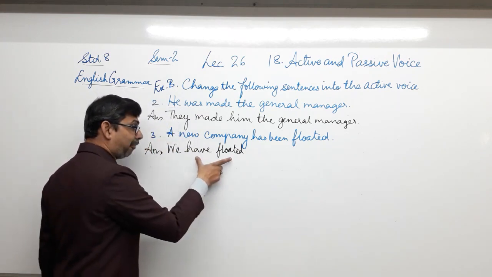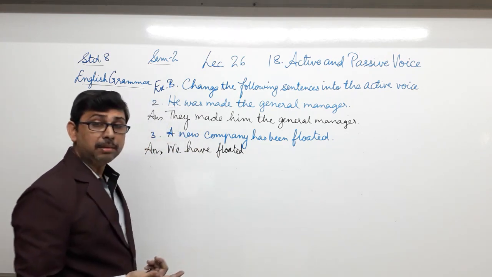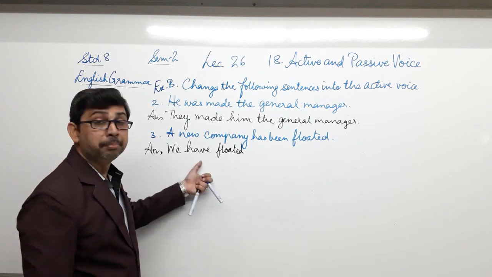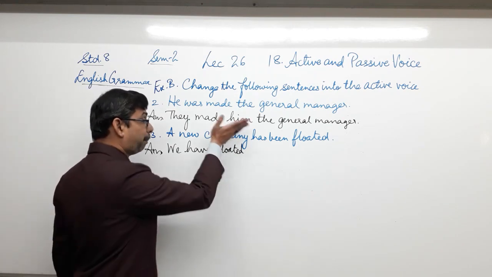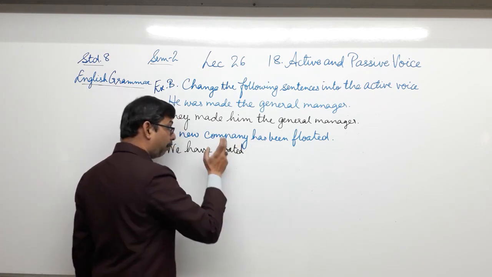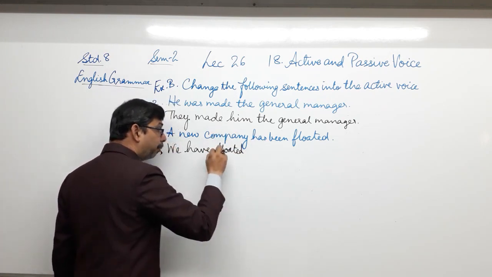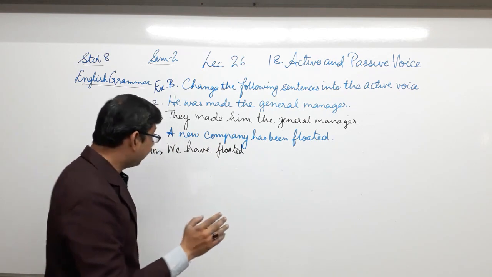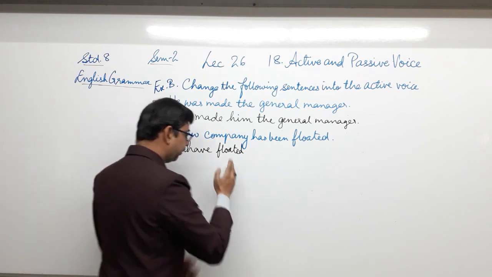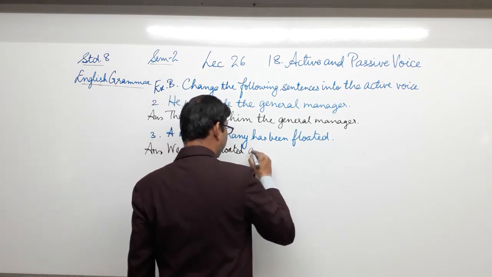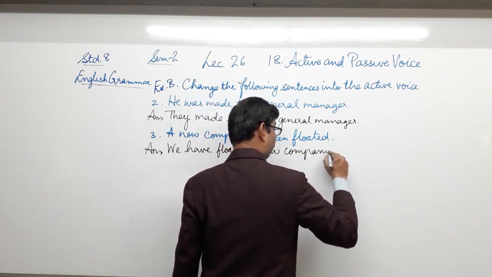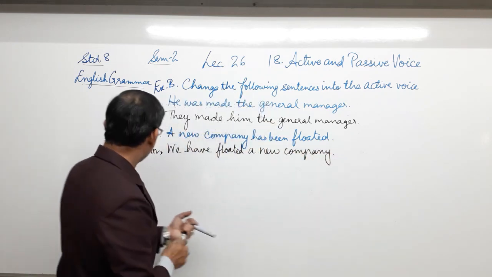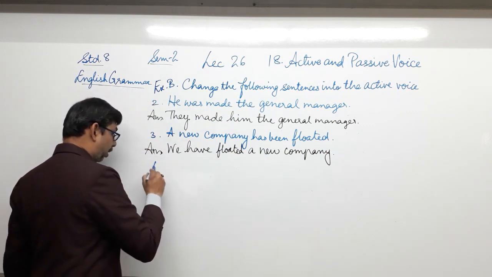Same tense. Have floated is once again the perfect tense, that is the present perfect tense. Here it was in the passive, so we required the word been, but we are changing it to active. Hence the been is now eliminated. We have floated a new company. I hope this is well acknowledged by you. Next one, number 4.